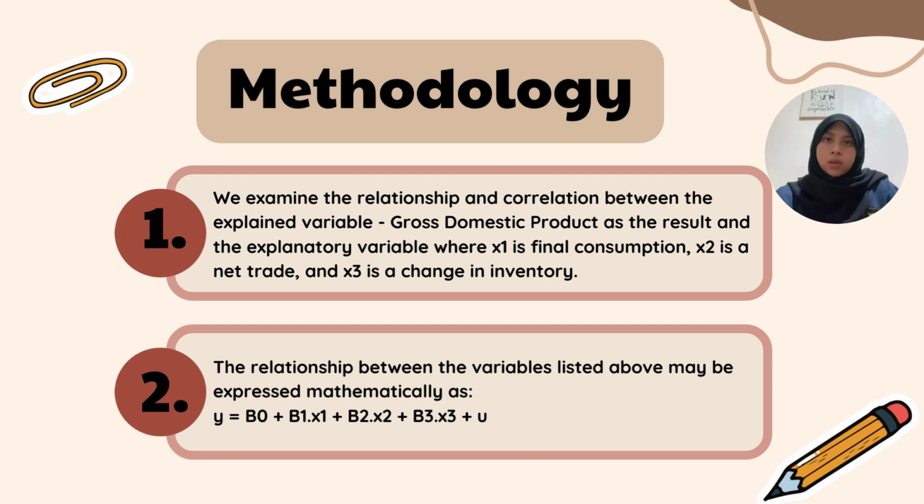So, from the data that we have gathered, we estimate the relationship and the correlation between the explained variable, which is gross domestic product, as the result, and the explanatory variables, which are X1, final consumption, X2, net trade, and X3, change in inventory. So, the relationship between the variables listed above can be expressed mathematically as Y equals B0 plus B1X1 plus B2X2 plus B3X3 plus U, with K equal to 3 independent variables, where B0, B1, B2, and B3 are the regression coefficients of the model, while U is the error term or the residual variable.